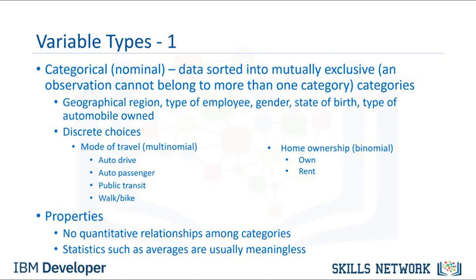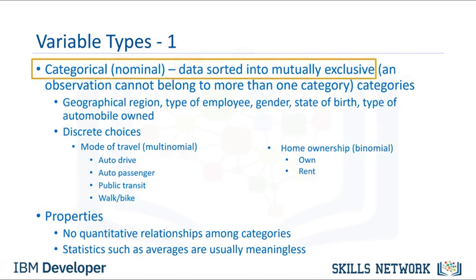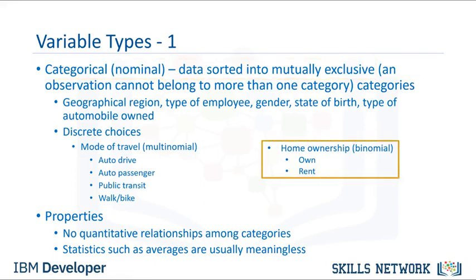Let us now look at variable types and start with categorical or nominal variables. Let's consider home ownership, for instance. One can either own a home or rent a home, and knowing that there are only two categories here, owning and renting, that is a categorical variable. The tenure status of an individual is essentially a categorical variable. In this particular case, because you only have two choices, own or rent, it's a binomial variable.